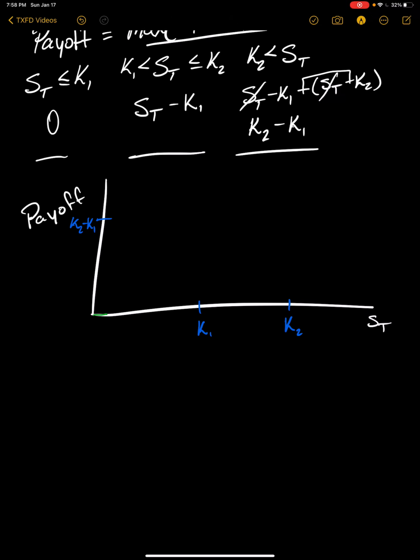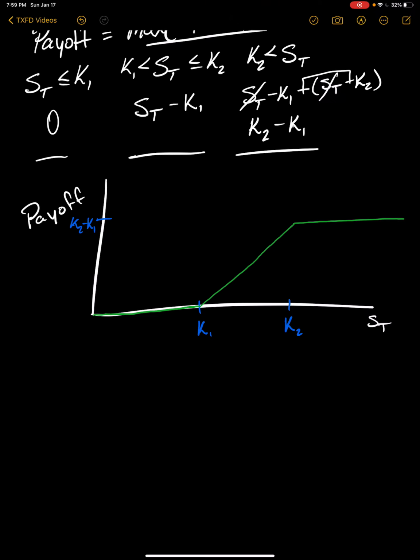And now this is going to be 0 all the way up until K1. And then we're going to increase until we get to K2. And then we're going to level off, and our payoff maximally is going to be K2 minus K1.